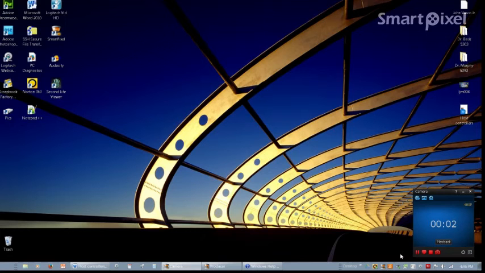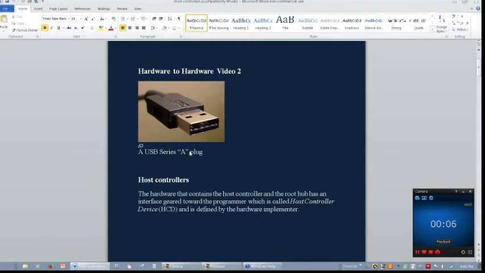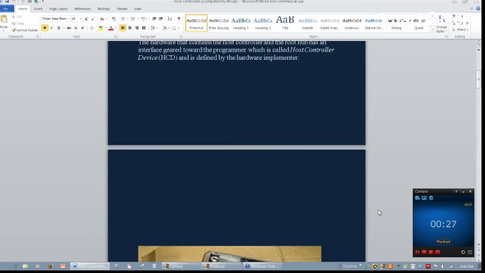Hardware to hardware part 1 video, and today we're going to view hardware to hardware video 2, the host controllers. The hardware that contains the host controllers and the root hub has an interface geared towards the programmer, which is called the host controller device. We refer to this as HCD in our classroom, and it is defined by the hardware implementer.